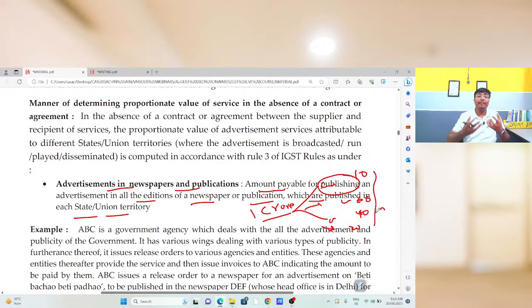So in that case, if the supply is related to supply of services related to advertisement in newspaper and publication, in that case, the amount paid to those newspaper and publication agencies, in this ratio we are going to decide our place of supply. That is the concept. Now we are going to take our next scenario.